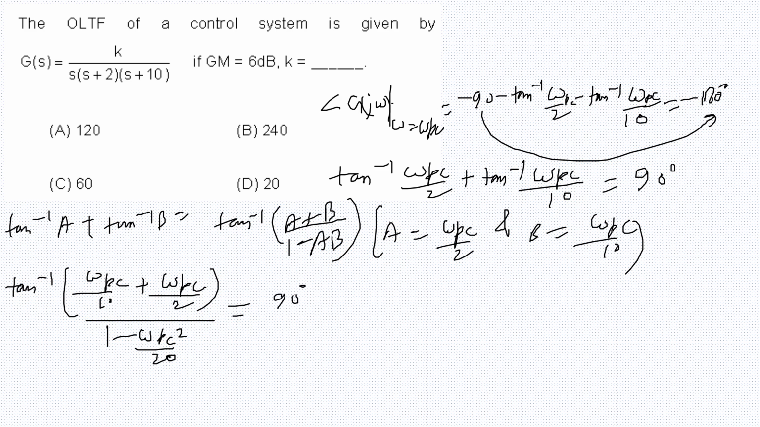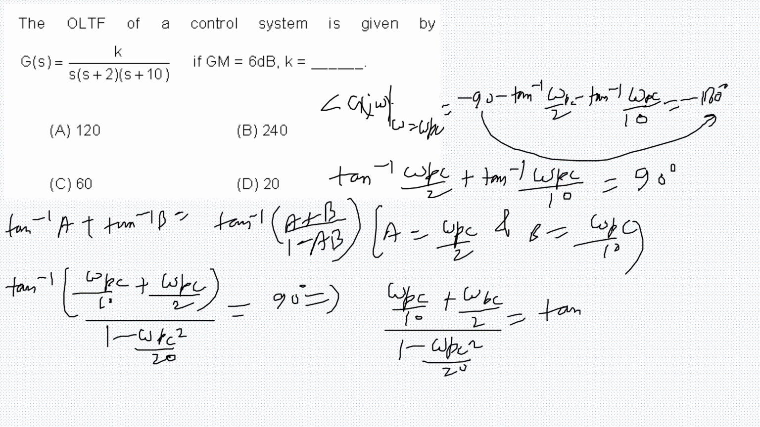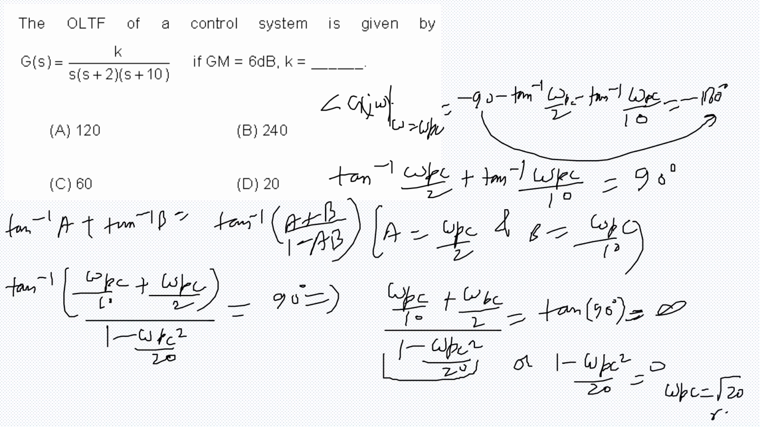So what does this imply? This implies that (omega pc by 10 plus omega pc by 2) over (1 minus omega pc square by 20) gives me tan 90 degrees, which is infinity. Which means the denominator should be 0 if this has to be infinity, so 1 minus omega pc square by 20 should be equal to 0. This will give me omega pc equal to root 20 radians per second. Now I have omega pc with me.